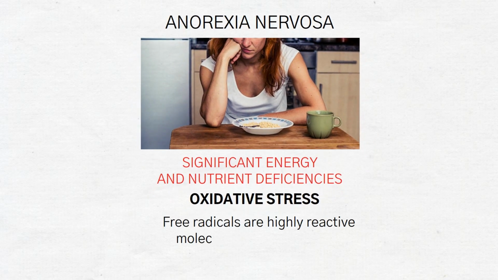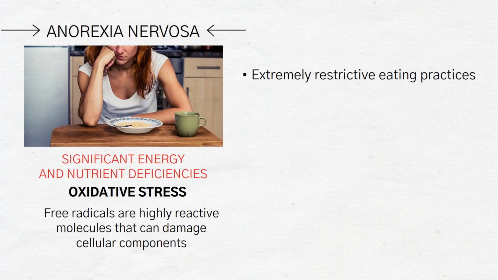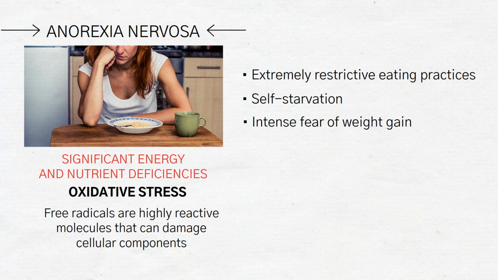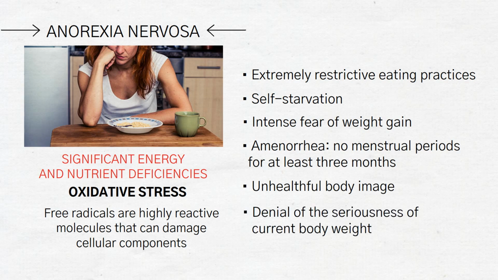Free radicals are highly reactive molecules that can damage cellular components. Studies have shown increased markers of oxidative stress and decreased antioxidant enzyme activity in individuals with anorexia nervosa. Symptoms of anorexia nervosa include extremely restrictive eating practices, self-starvation, intense fear of weight gain, amenorrhea, which means no menstrual periods for at least 3 months, unhealthful body image, and denial of the seriousness of low current body weight.